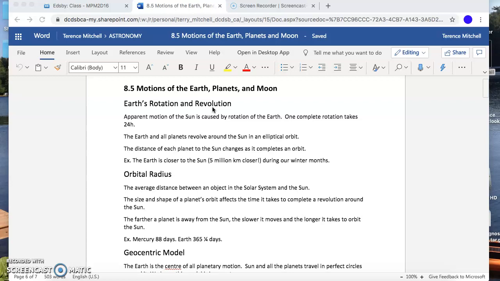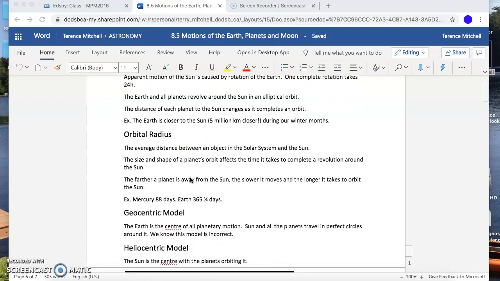It's not a completely round orbit. It's more of an elongated circle called an elliptical. And sort of a fun fact here, in the wintertime in the northern hemisphere, north of the equator, we are actually 5 million kilometers closer. We'll talk about that a little bit later. Sometimes we are closer to the sun in our orbit, sometimes we're further away or somewhere in between. If you took the average distance that we are away from the sun, that would be our orbital radius.